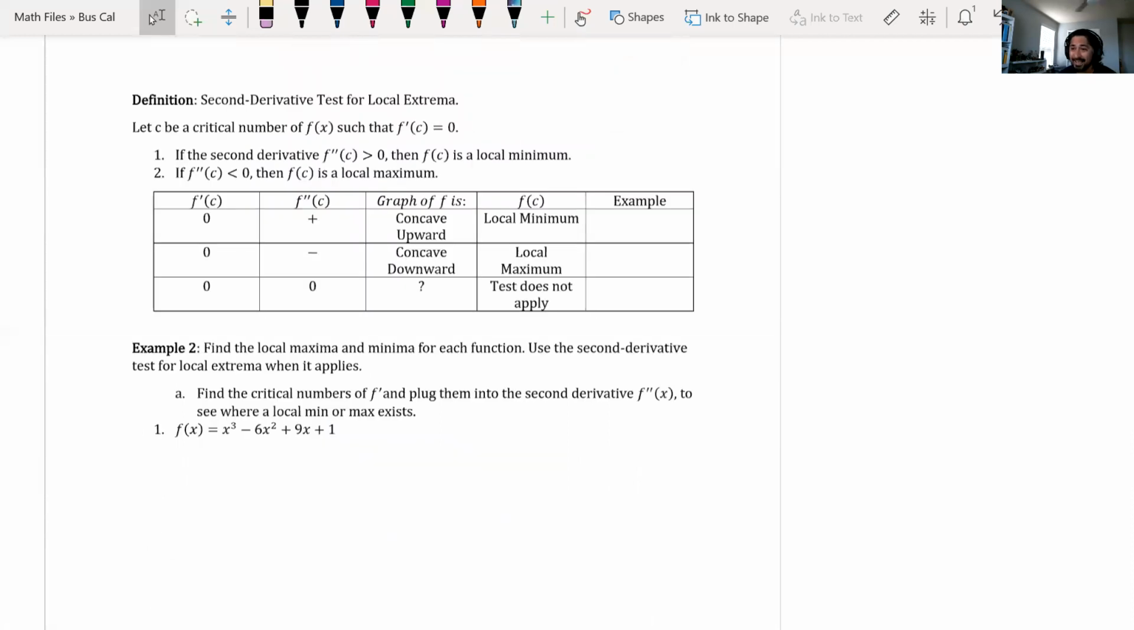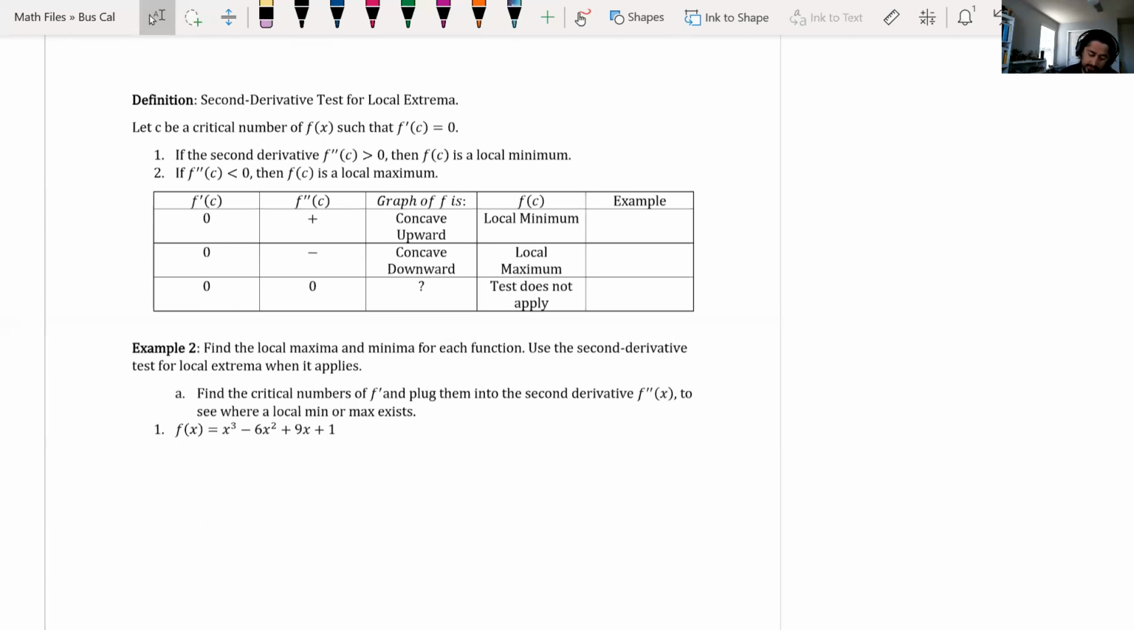Next is the second derivative test for local extrema. So this test is for finding local maximums or minimums. The reason this test is created is so that you can avoid a sign chart. This actually makes the process a lot faster depending on the actual derivative.